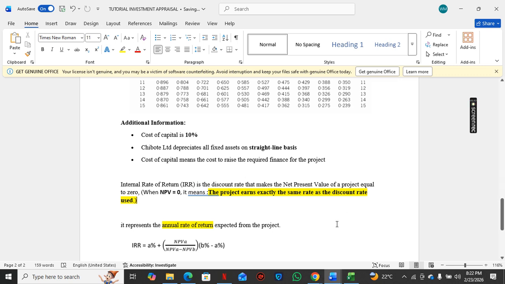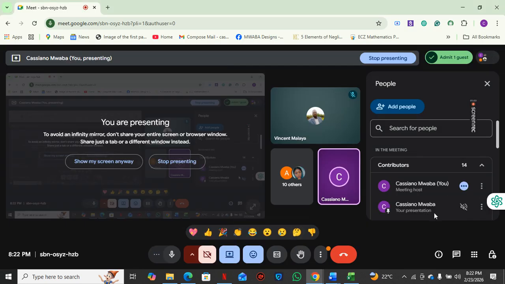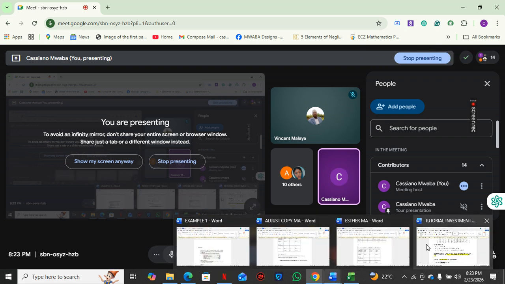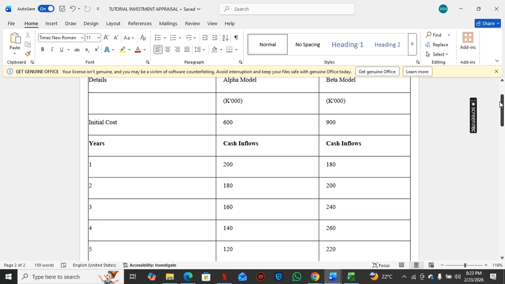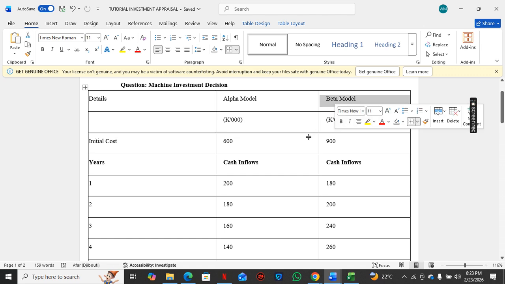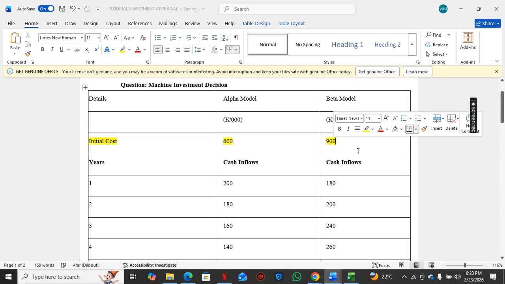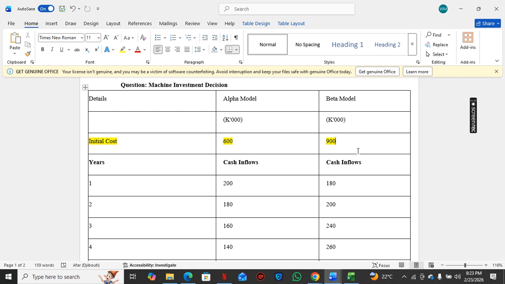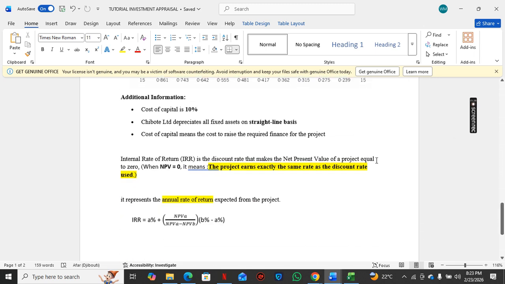So those are the two ways you can look at it. We're going to see now how we apply the internal rate of return. We've got two machines we want to invest in: the alpha model and the beta model, and we've been given the cost for each model. We're going to use the internal rate of return to decide what to invest in. So this is the decision rule for the internal rate of return.